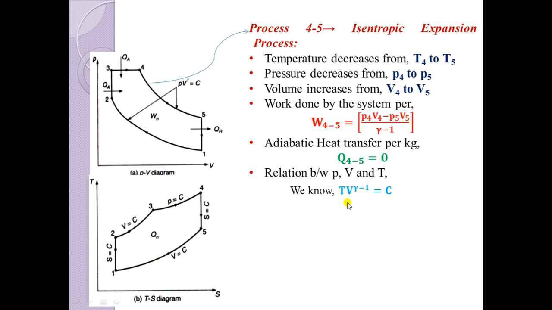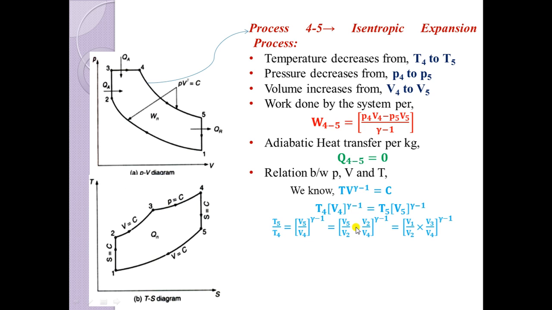The relation between pressure, volume and temperature can be written based on the relation T V^(gamma-1) is equal to constant. Writing this for points 4 and 5 in the process 4-5, we will get T4 V4^(gamma-1) is equal to T5 V5^(gamma-1). Writing this expression in the form of a temperature ratio, T5 over T4 is equal to (V4 over V5) to the power of gamma minus 1.